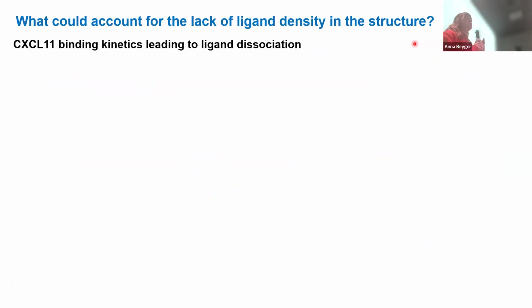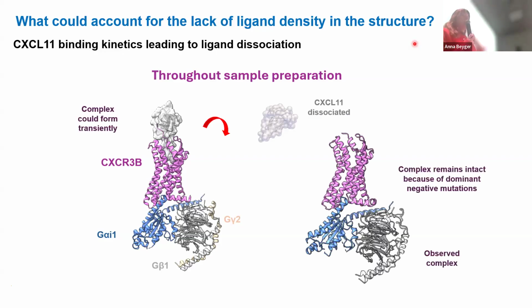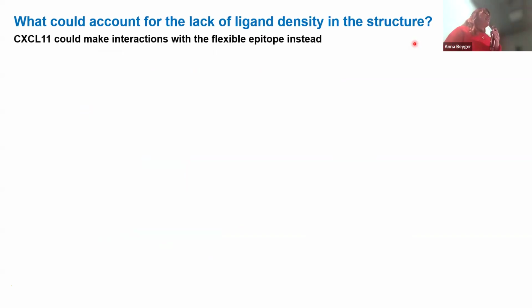One explanation could be that CXCL11 binding kinetics can be unfavorable and lead to fast dissociation rates of CXCL11 from the receptor. So even though throughout sample preparation we keep on priming the receptor with the ligand and the complex could transiently form, CXCL11 could dissociate from the receptor over time, and therefore this could be what we see. And the reason that the complex stays intact even without the ligand could be because we have those mutations within the G protein that prevent the dissociation. However, another possibility is that CXCL11 could make interactions with a flexible epitope instead, which is something that we couldn't resolve in cryo-EM.